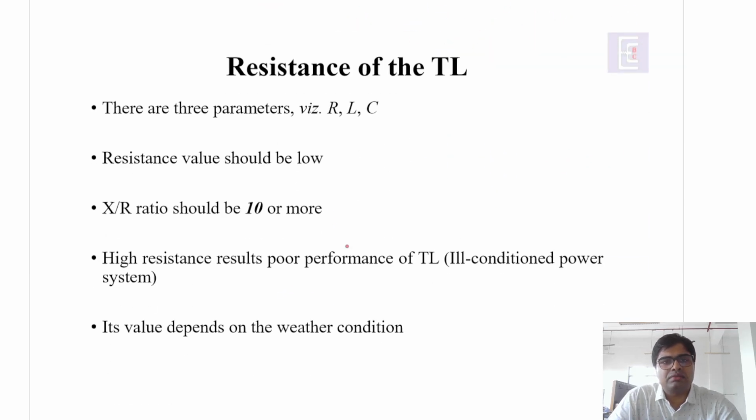We are told that there are four parameters, out of them G is not considered due to many reasons. So fundamentally, there are principally three parameters. Now, the resistance value should be low in order to flow a high amount of current. One important feature of the transmission line is that its X by R ratio should be greater than or equal to 10.